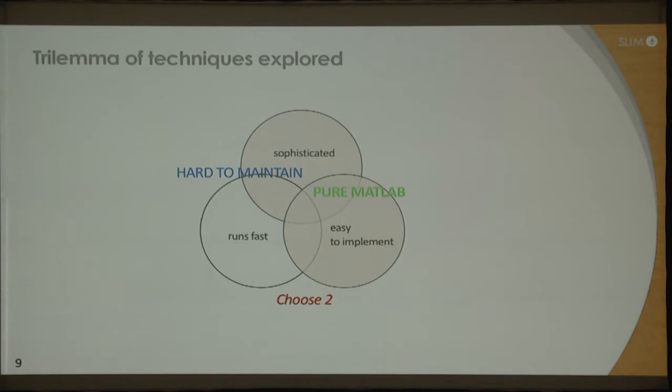Or you want something that runs fast and is easy to implement, but that's usually already done. Those are all usually low-hanging fruits that people in the past few decades have implemented. So to get out of this kind of trilemma, you need some level of abstraction. What do I mean?